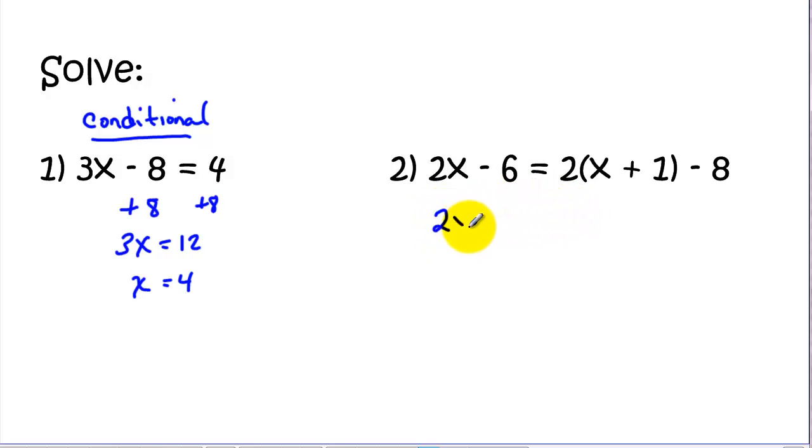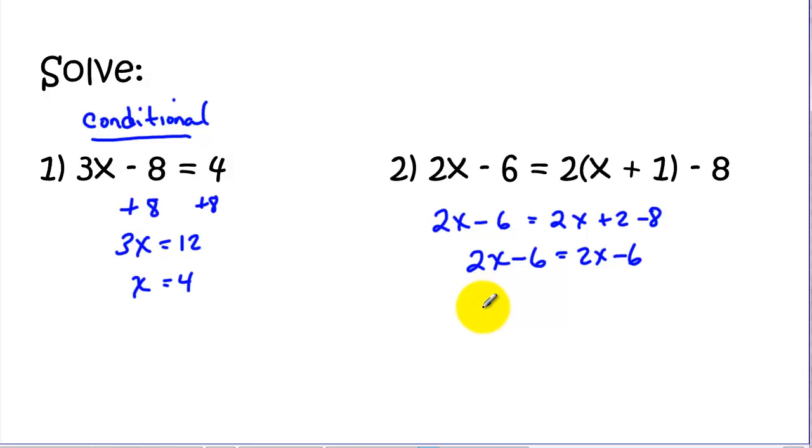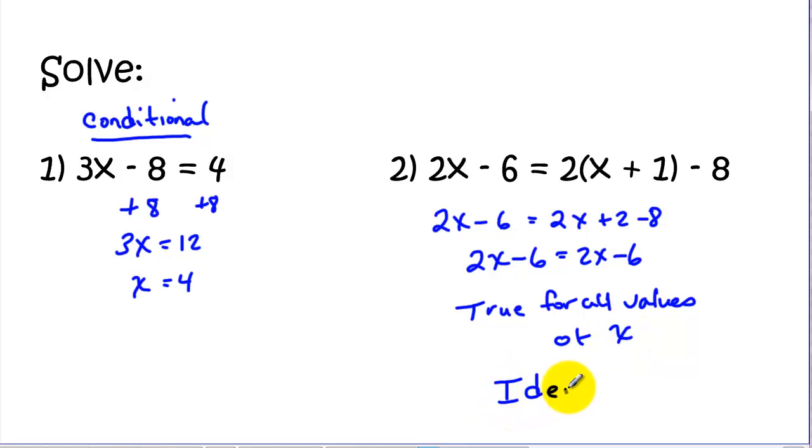Let's look at this one. On the right side, we could distribute and combine like terms, and we get here 2x minus 6 equals 2x minus 6. We've got the same expression on both sides, so this is going to be true for all values of x. This is called an identity, meaning the two sides of the equation are the same for all values of x.